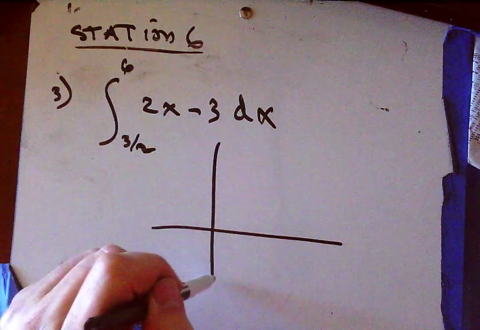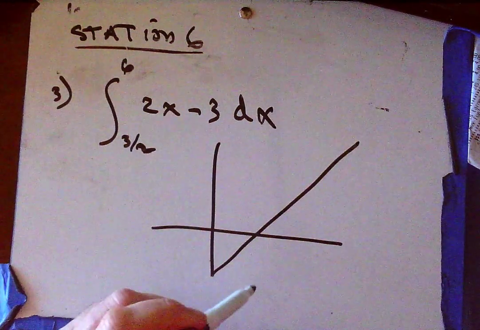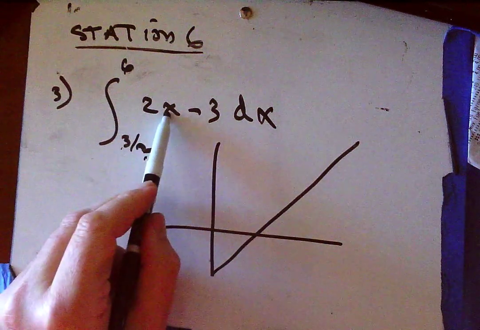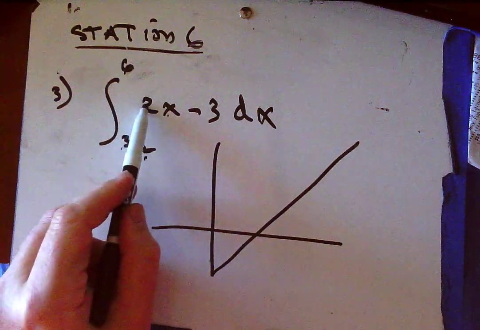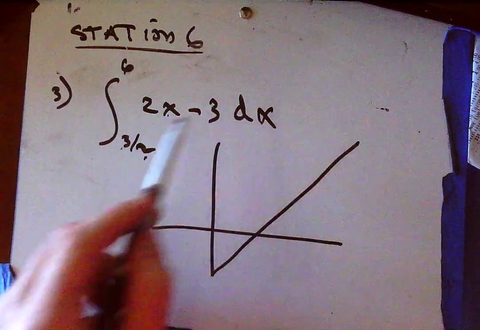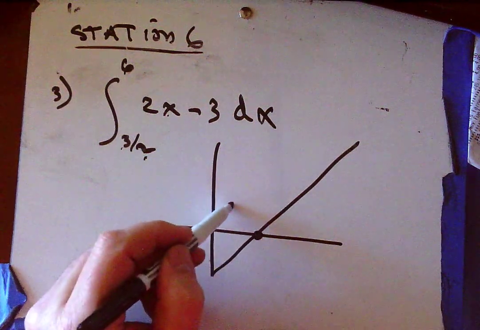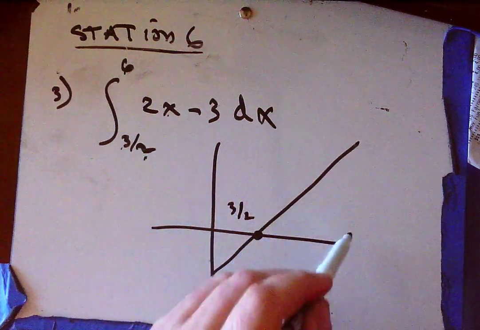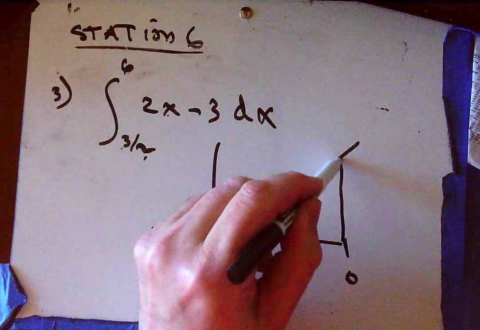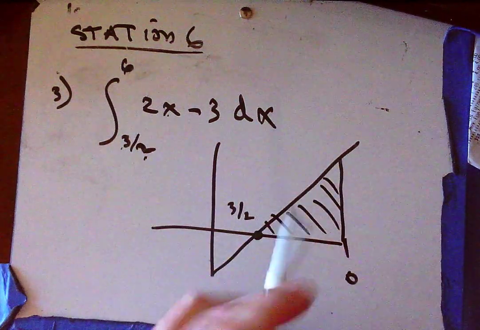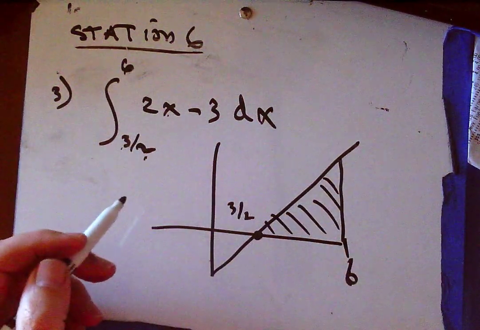So we have this line, and we're going from 3/2. Well, if I plug 3/2 in here, 3/2 times 2, the 2's cancel, 3 minus 3 is 0. So I'm going from here to 6. And what shape is that? That's right, it's just a big triangle.